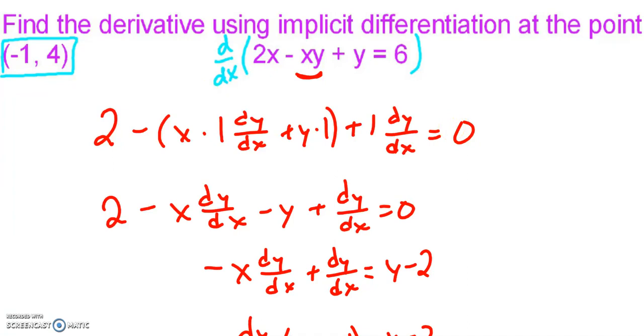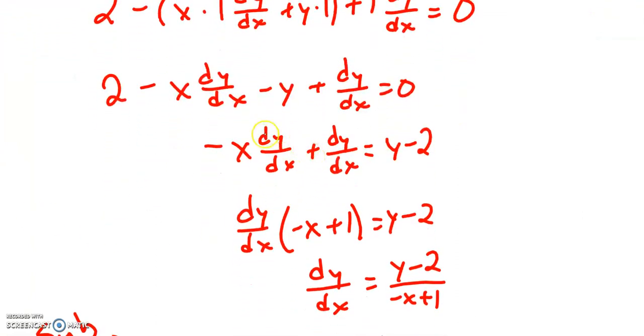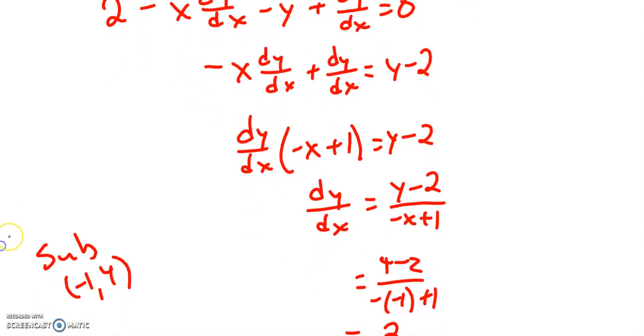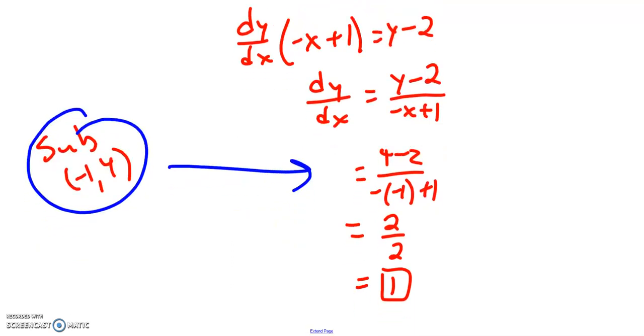So then at that point in time, I distribute through the negative, isolated dy/dx, then factored out the dy/dx to find my derivative with respect to x as y minus 2 over the quantity minus x plus 1. Then at that point in time, we're going to substitute in -1 for x, 4 for y, to find our slope of positive 1.